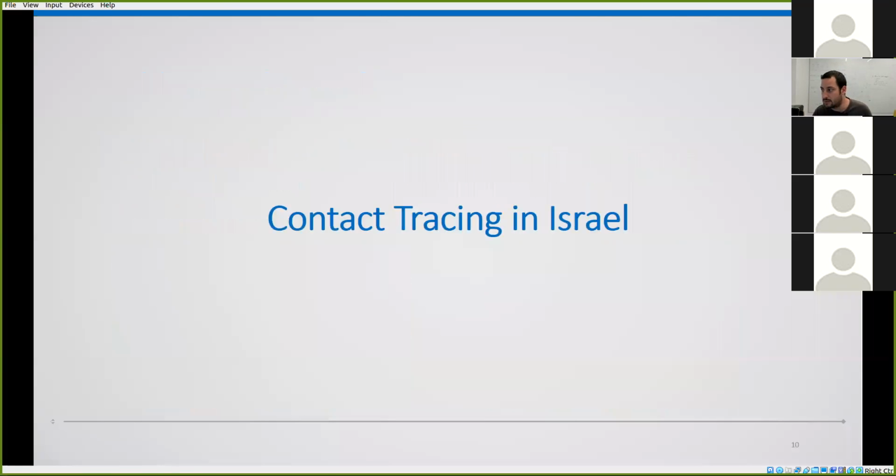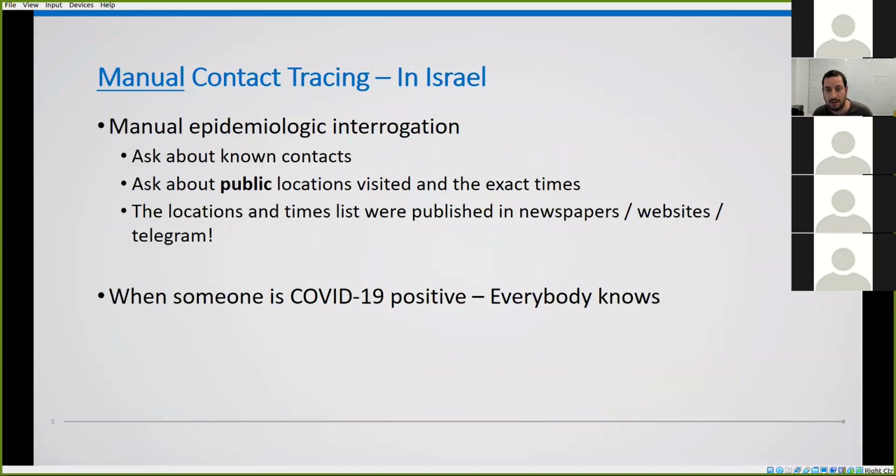And so when we continue, we need to understand how it was done exactly in Israel. Here we were also asked about every public location where you visited and the exact time. So if I get interrogated, I need to say I was in the supermarket, and I'm going to tell the exact time where I was in the supermarket. And those locations and times were actually published in lists, in the beginning in newspapers and then in dedicated websites and Telegram.